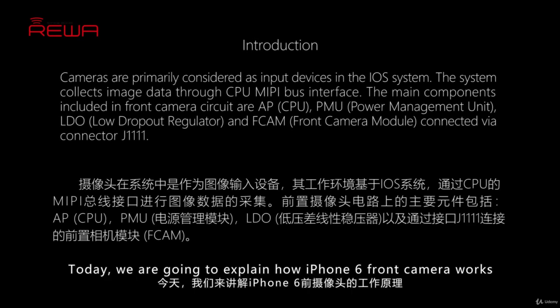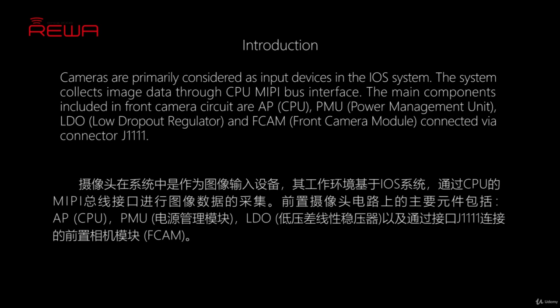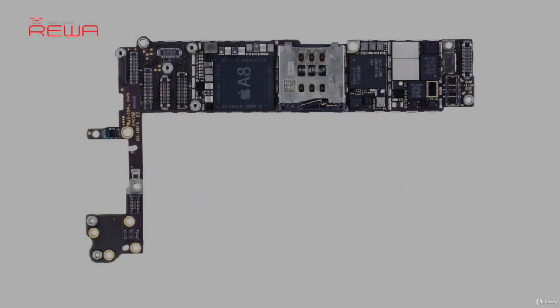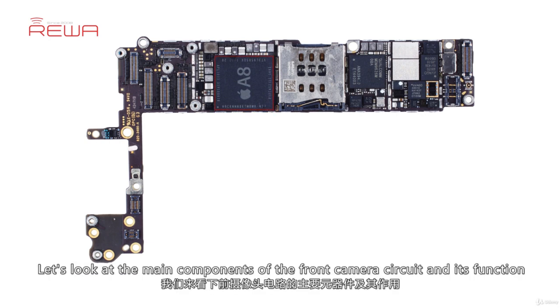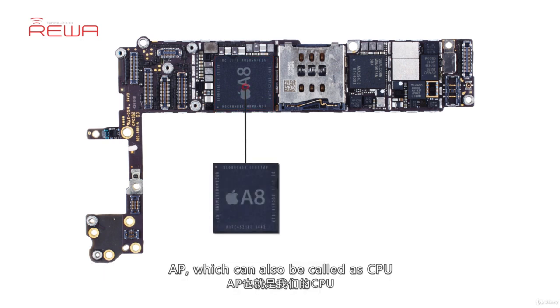Today we are going to explain how the iPhone 6 front camera works. Functions of main components. Let's look at the main components of the front camera circuit and their functions. AP, which can also be called CPU.